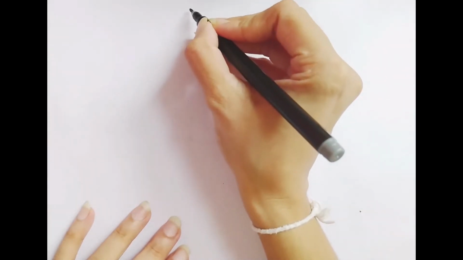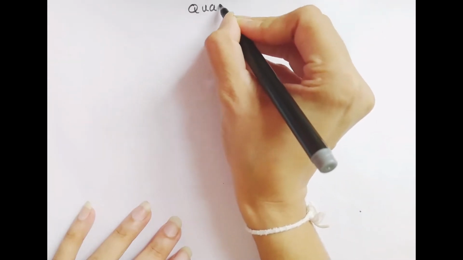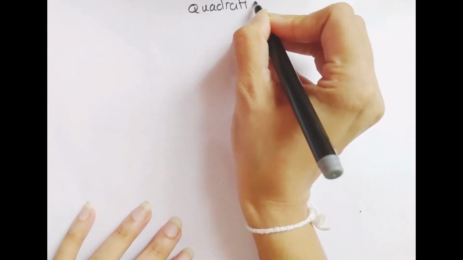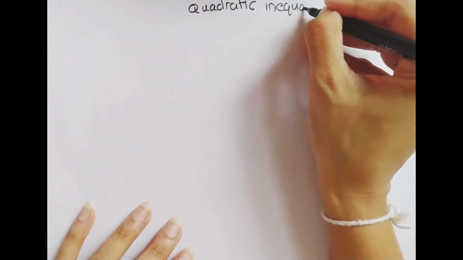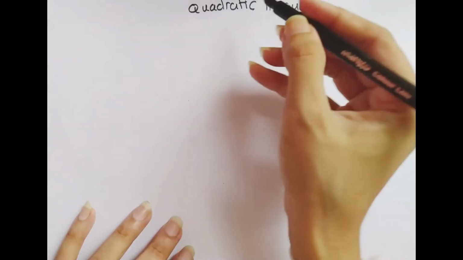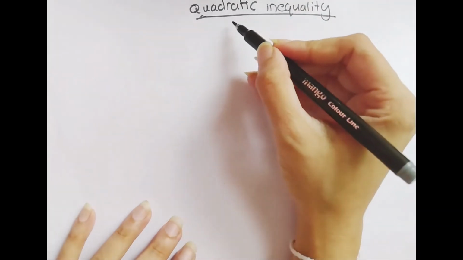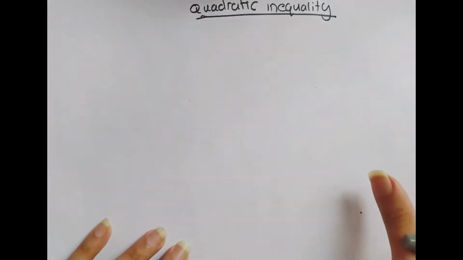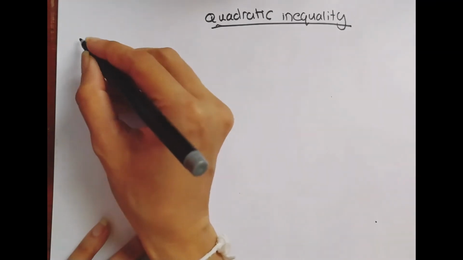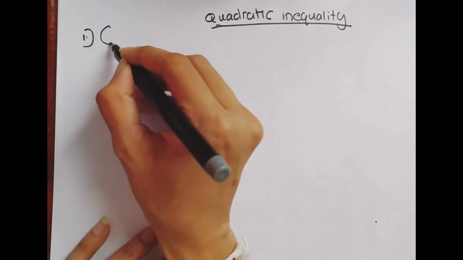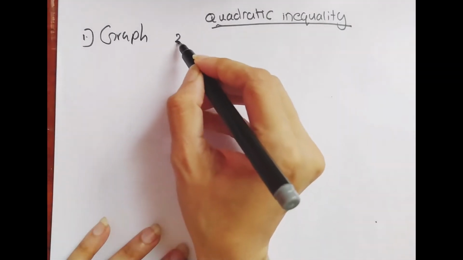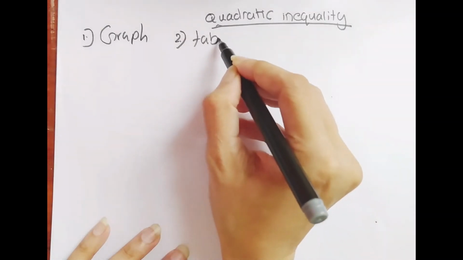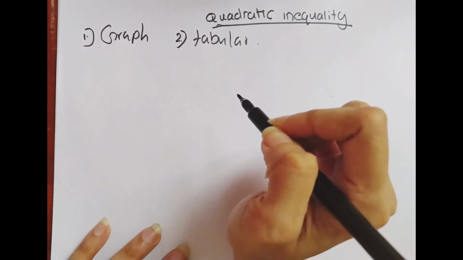This video will explain how to solve quadratic inequality. In my previous video, you saw how to solve a linear inequality. This one shows you how to do it if it is a quadratic. There are two ways of doing it. The first one is to draw or sketch the graph, or else the tabular method. We'll check both of these methods.